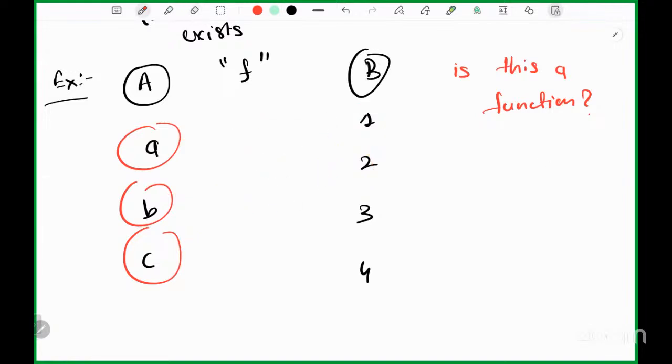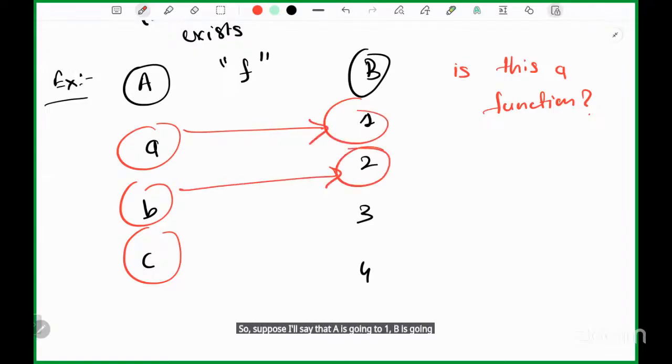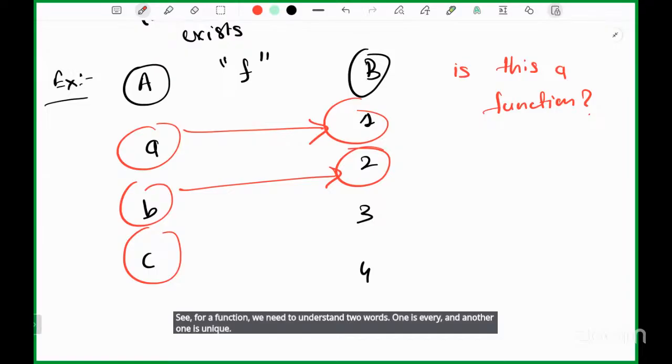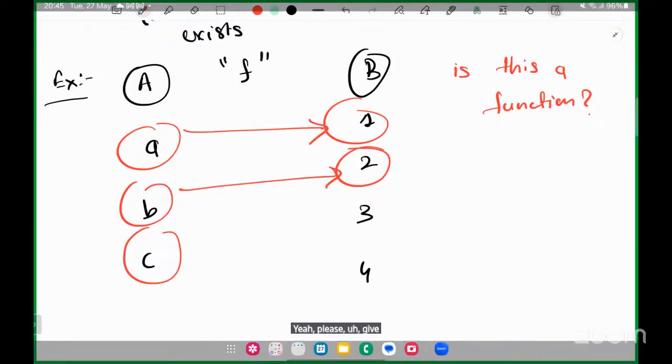Suppose I say that A is going to 1, B is going to 2. Now, is this a function? Yes. See, for a function, we need to understand two words. One is every and another one is unique.